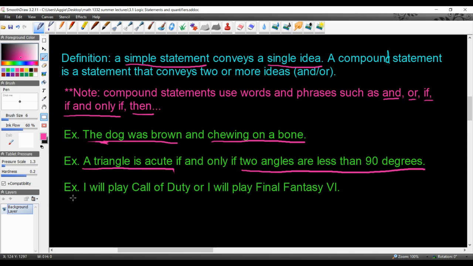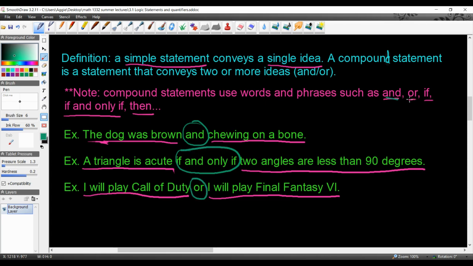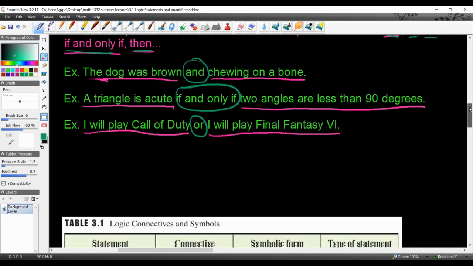And finally, I will play Call of Duty or I will play Final Fantasy VII. So I will play Call of Duty is the first statement, and I will play Final Fantasy VII is your second statement. Notice that in between all of these, we have those compound connectors, okay? Those are the ones I underlined over here: and, or, if and only if, then. We only did 3 of them here, but it's just showing you some examples of how we can see this. So with this in mind, we're going to translate this now into mathematics.